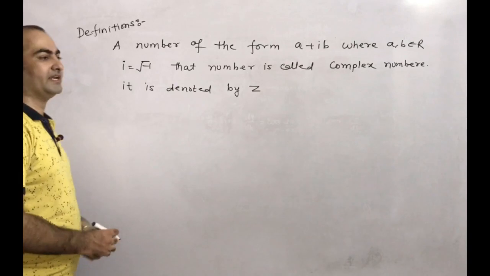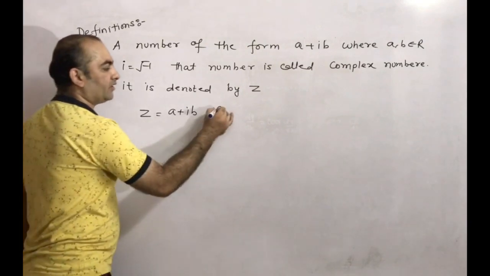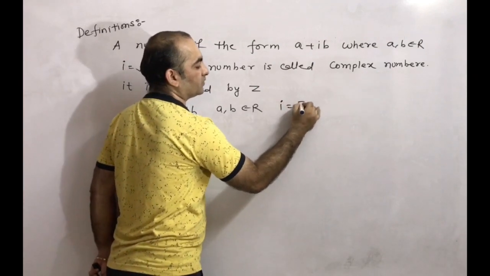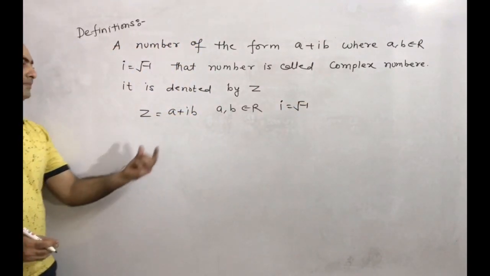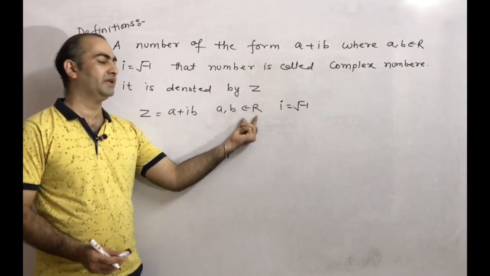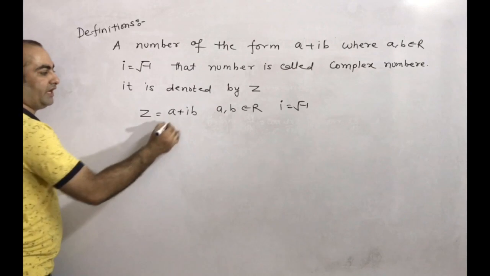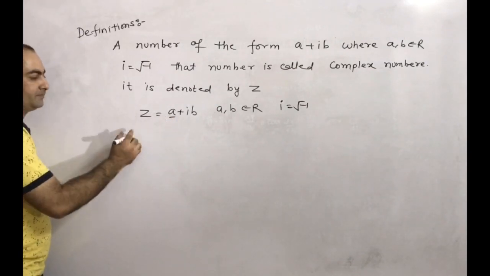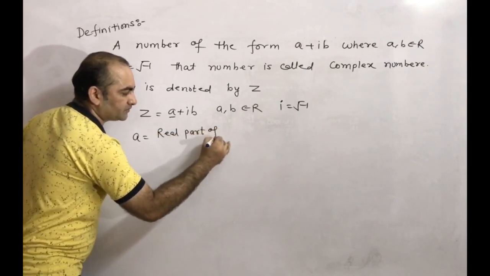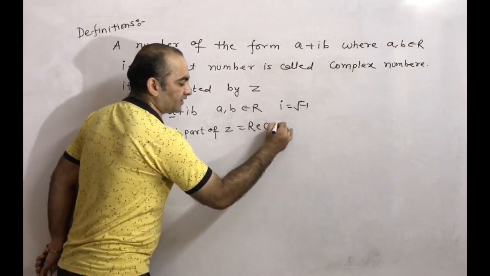So this one we will write as z equal to a plus iota b, where a comma b belongs to real numbers and iota equal to root of minus 1. Any number of the form a plus iota b is called complex number. A and b both are real numbers. A we call the real part of z, and it is denoted by Re of z.